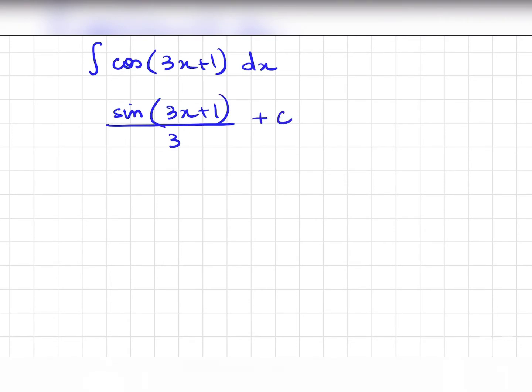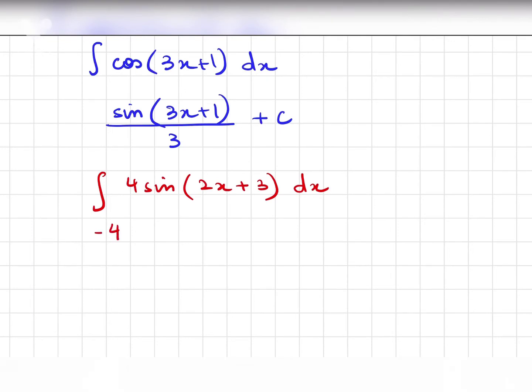Let's do one more. We have 4 sine 2x plus 3, for example. Okay. What will you do over here? You won't do anything with 4 right now.